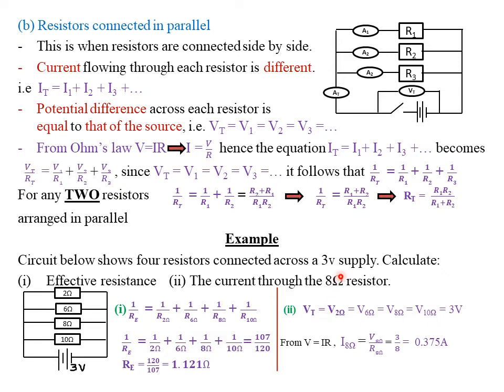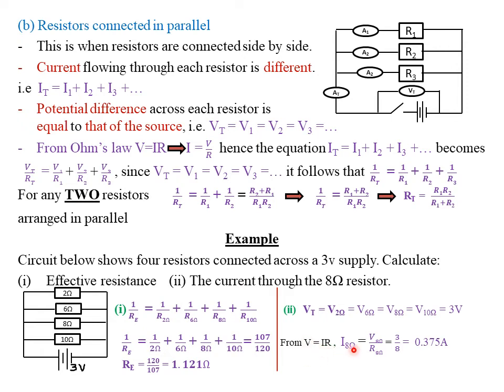Because we were given the supply voltage as 3 volts, if we want to find the current through the 8 ohm resistor, it means we already have the voltage through the 8 ohm resistor. The voltage through the 8 ohm resistor is equal to the supply voltage, which is 3 volts. Then from Ohm's law, V is equal to IR. Because we want to find the current, we make I the subject of the formula by dividing both sides by R. Therefore, I is V over R.